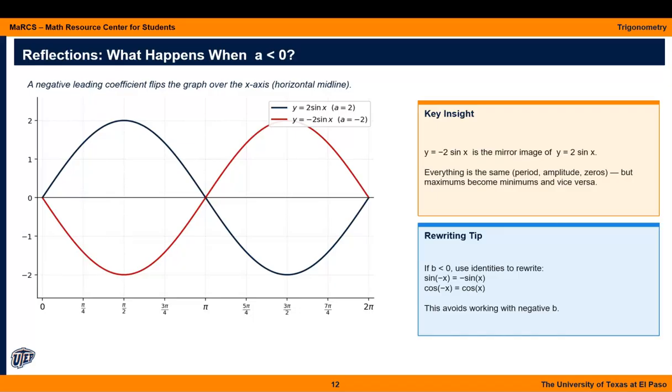If the coefficient a is negative, the graph reflects across the x-axis. This means peaks become valleys and valleys become peaks. However, the amplitude and period remain unchanged. Only the direction of the graph changes.